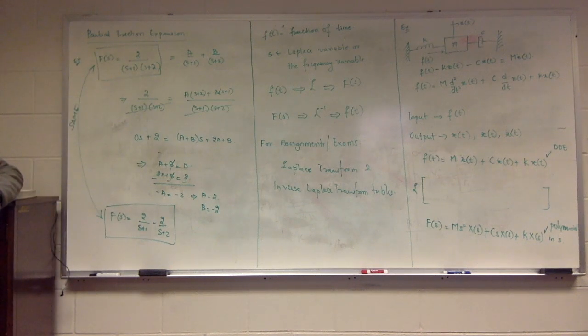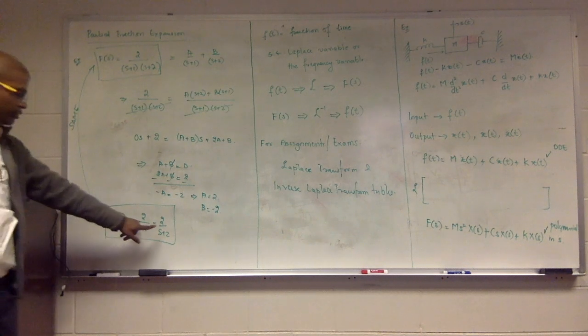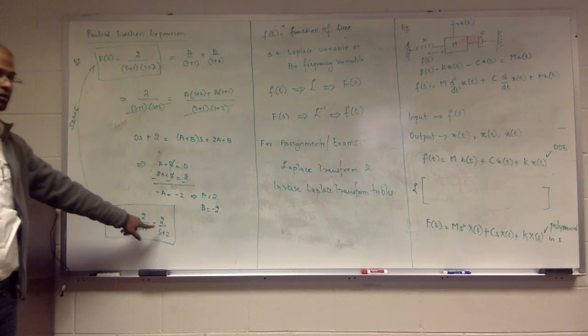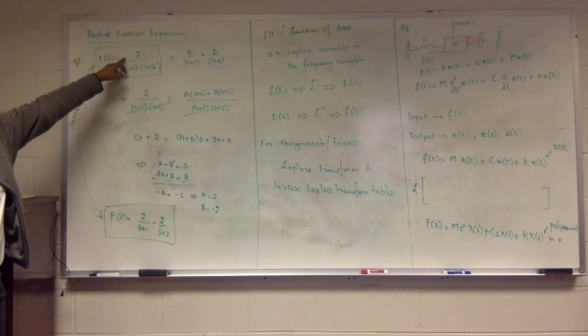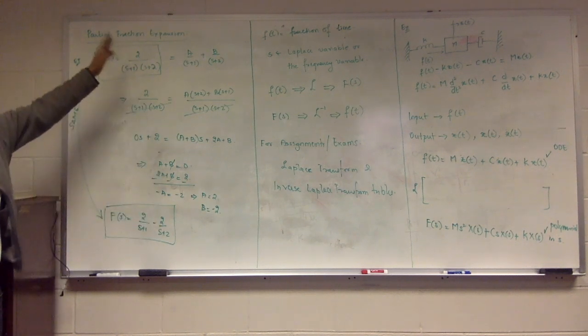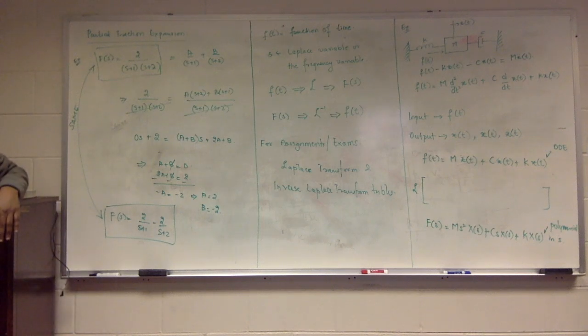You said if you add F of s to... No, these two on the right hand side, if you add, you're going to get this. Okay. So how do you get this or this from this? You use partial fraction expansion. You got it?